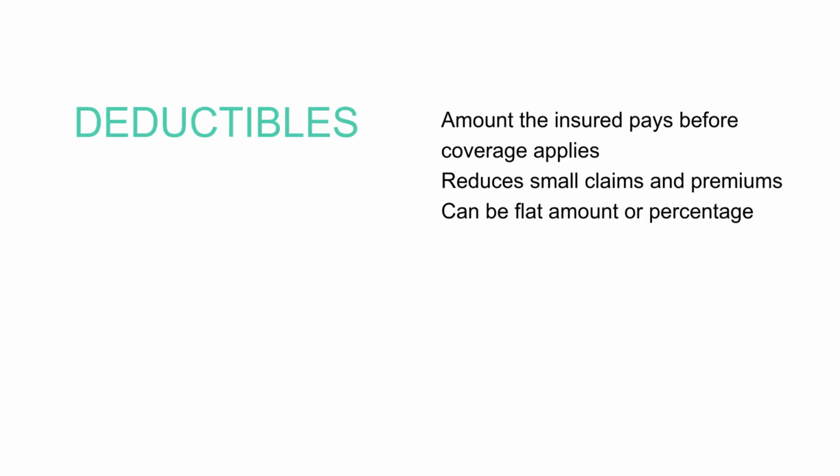Deductibles. A deductible is the amount the insured pays before coverage applies. Deductibles reduce small claims and lower premiums, and can be flat amounts or percentages of property value. Example, a $10,000 fire loss with a $1,000 deductible results in a $9,000 payout. Scenario questions often include deductible calculations.